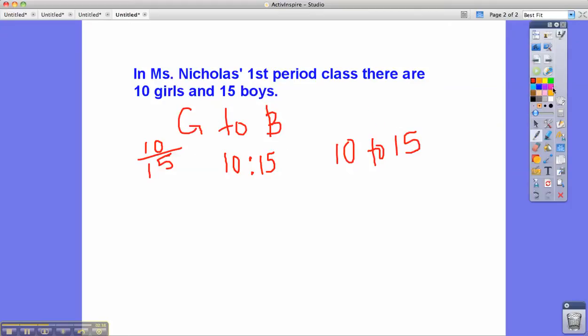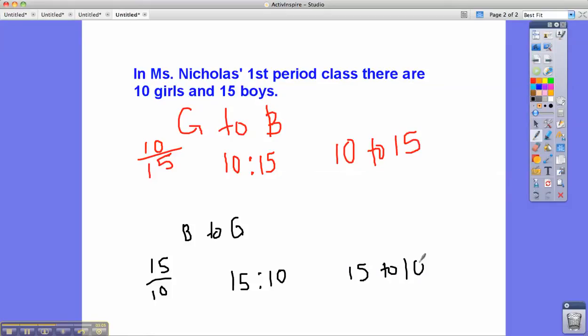You could also write the ratio as a comparison of boys to girls. And that would just be opposite. So instead of 10 to 15, we're going to do 15 boys for every 10 girls. 15 boys for every 10 girls. And 15 boys to 10 girls.